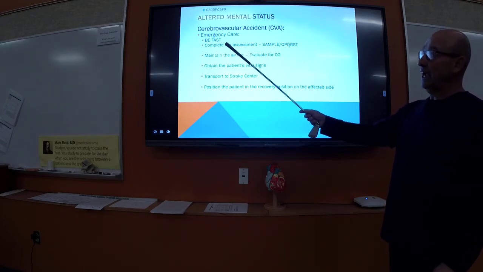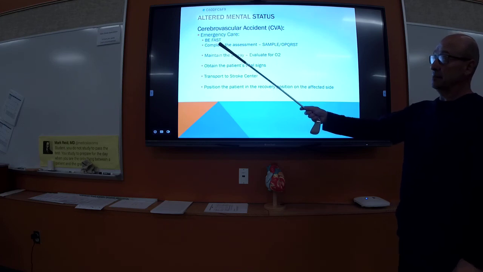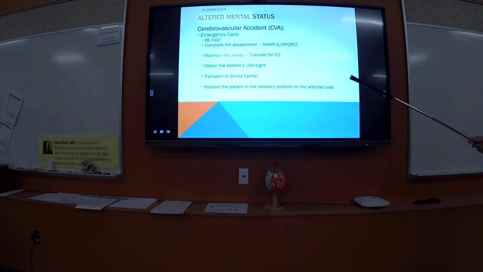It used to be FAST, but they added the B. The B is for balance. The E is for eyes, or vision. Okay? Balance, dizziness. The F is for facial drooping. So you ask the patient to smile, and if one part of their face droops down, and it's very evident when this takes place, then they have facial drooping.